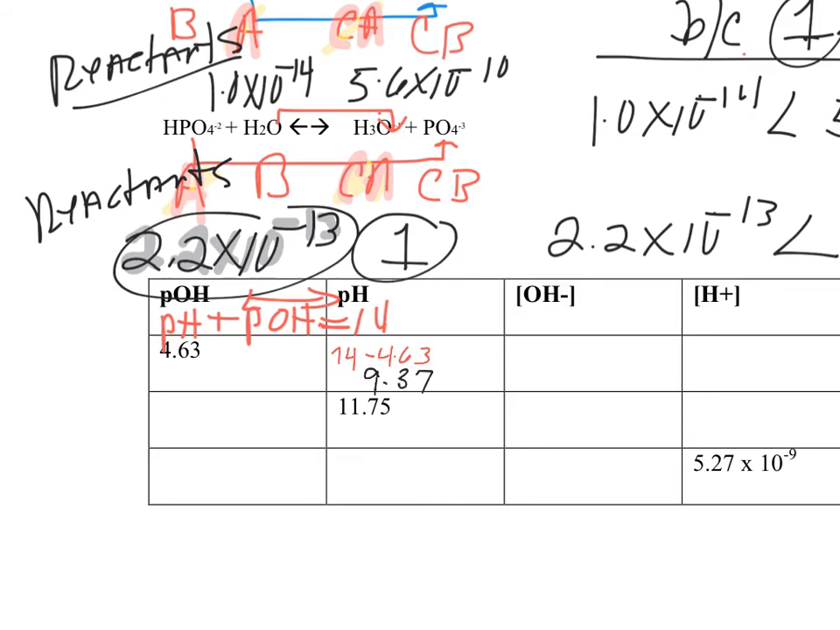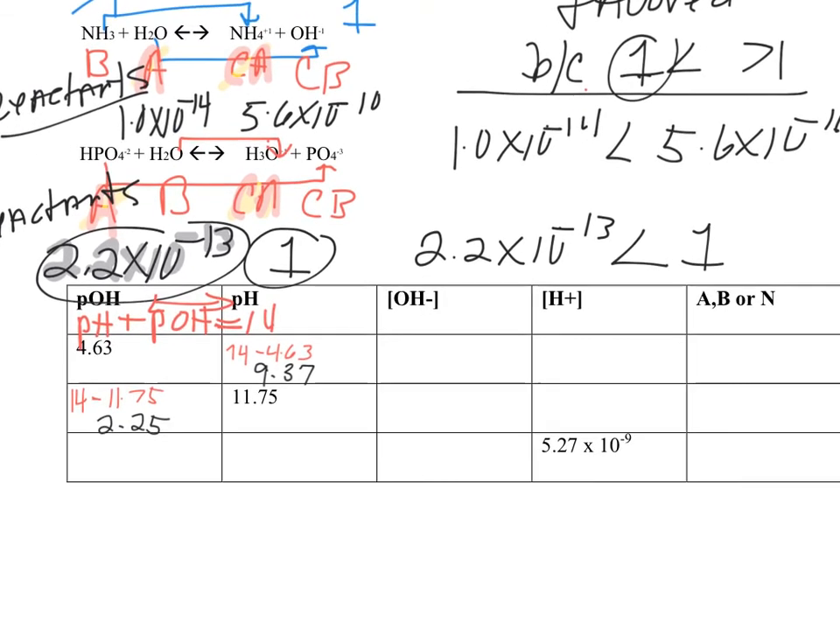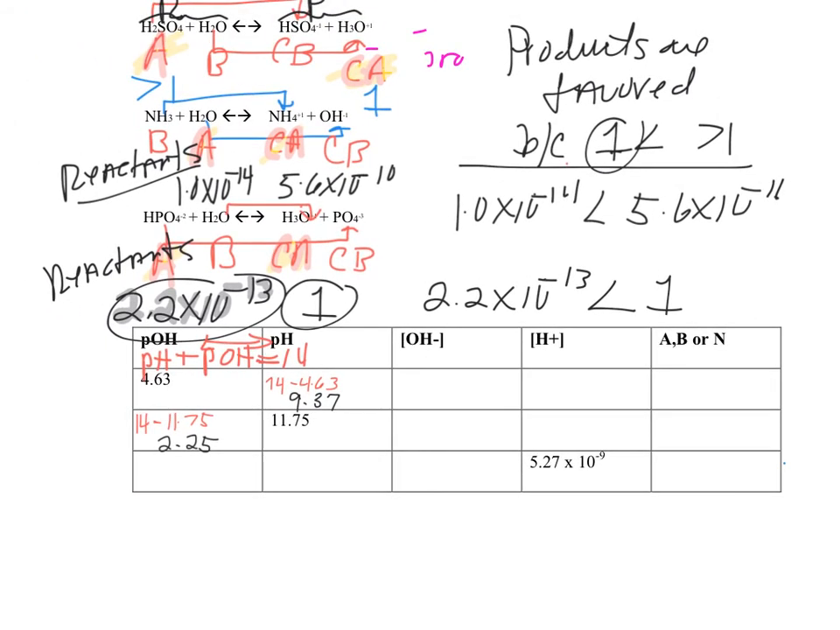Working the other way here with 11.75, the pH plus the pOH equals 14. So therefore, the pOH is 14 minus 11.75, and 14 minus 11.75 is 2.25. Okay, let's continue here.